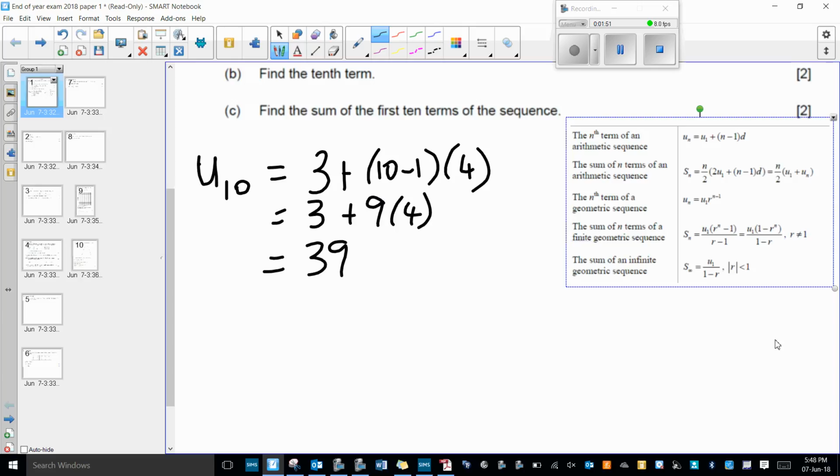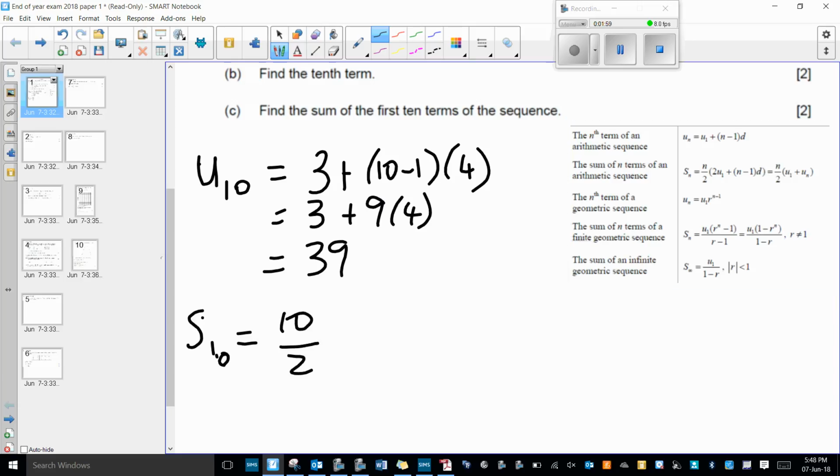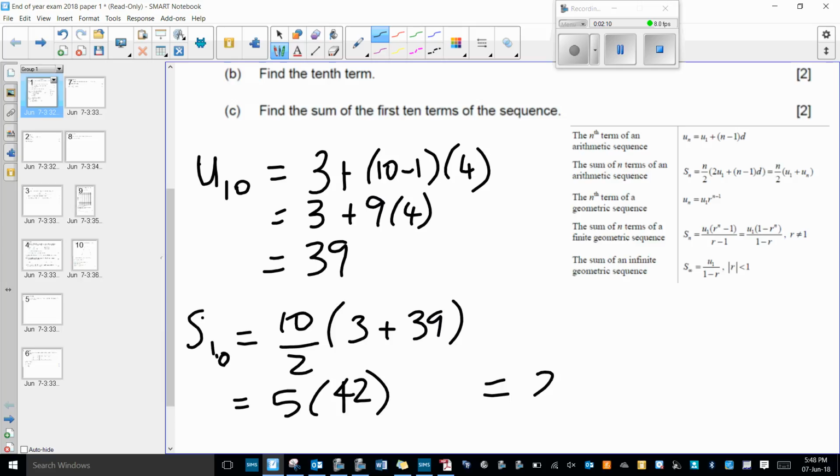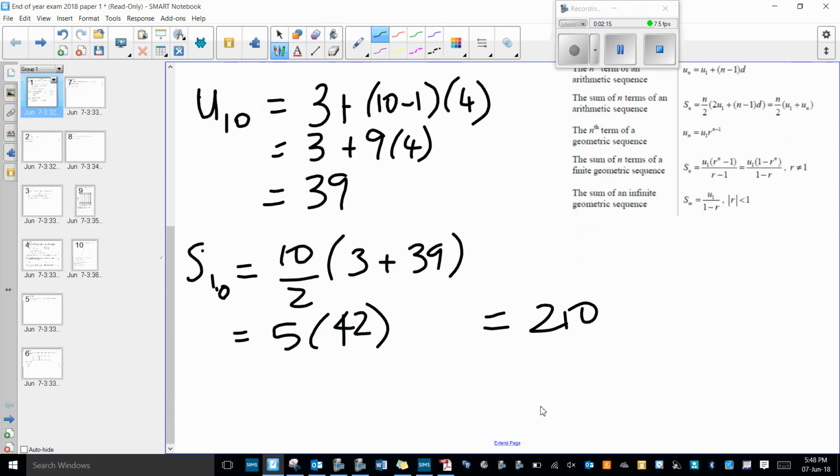So that would be S10 is 10 over 2, brackets 3 plus 39. So that's 5 multiplied by 42, which is 210. If you struggled with that, obviously you can do this. 5 multiplied by 2 is 10, 4 multiplied by 5 is 20, plus the 1 is 21.